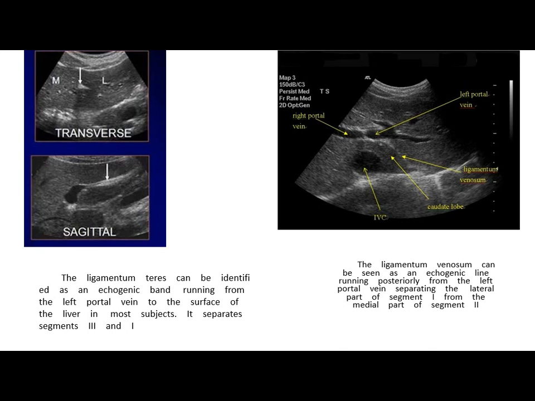What are the segments? Gallbladder bed is segment 4. Between the IVC, when you see the IVC, adjacent to it is segment 1, the caudate. So just as a general idea.